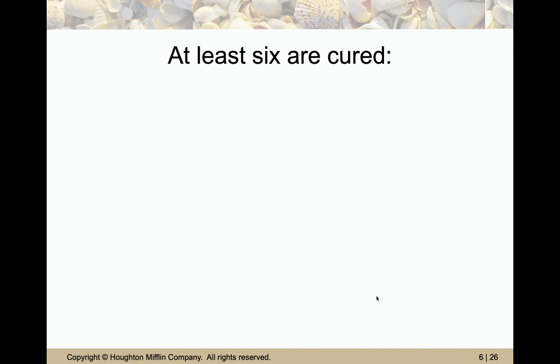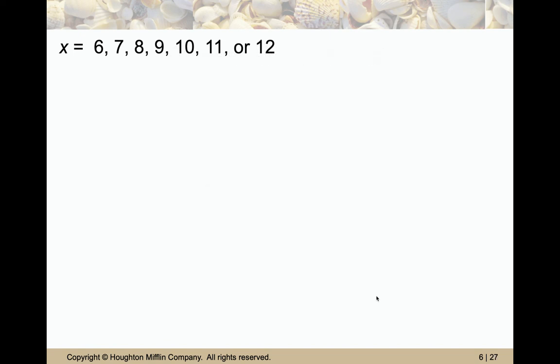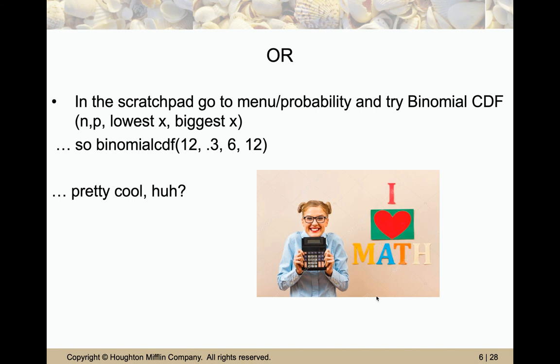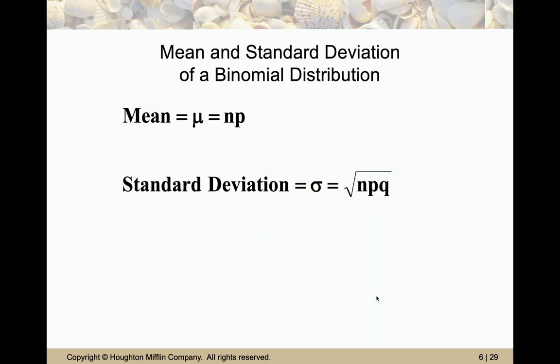At least 6 are cured. Okay, so let's think about that. That would mean X equals 6, 7, 8, 9, 10, 11, or 12. We can go through and find out all the individual probabilities and add them up, or we can use something called binomial CDF. And so, like always, N's going to come first, and then P, the probability of success. But now we have a starting point and a stopping point. So 6 is our starting point, 12 is our ending value. And so we can just put that in the calculator and it gives us exactly what we want.